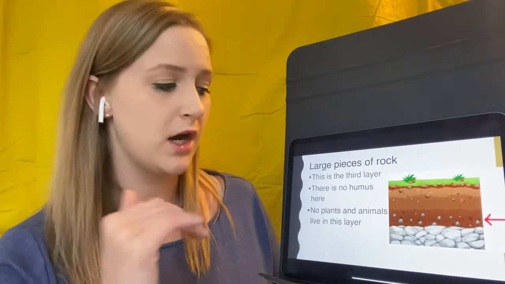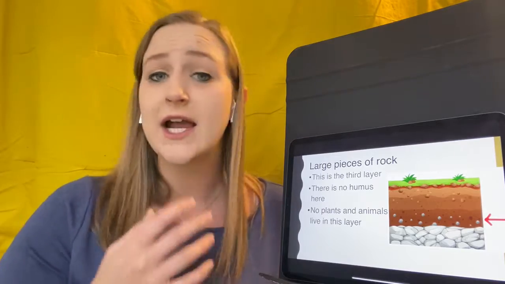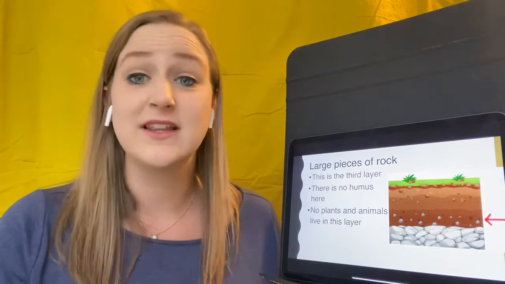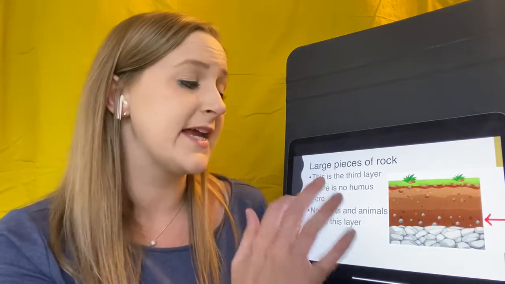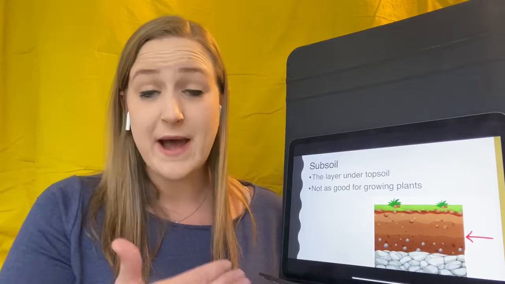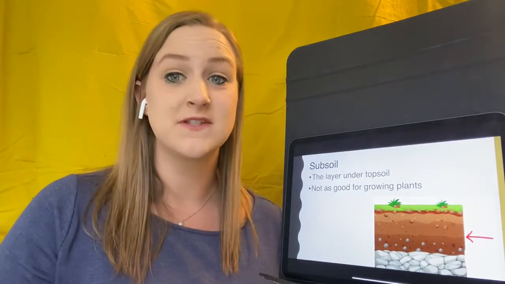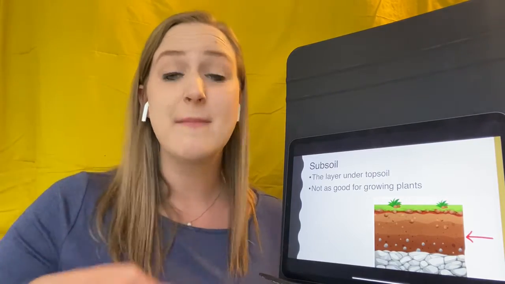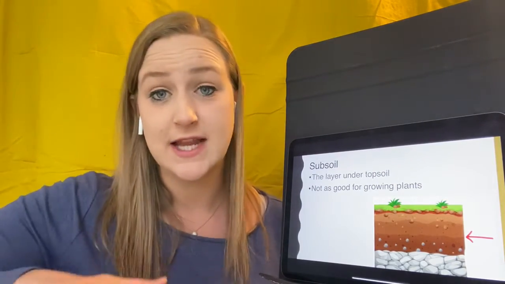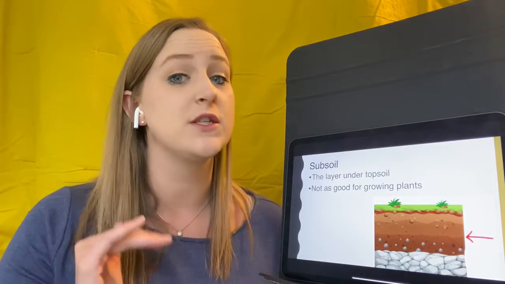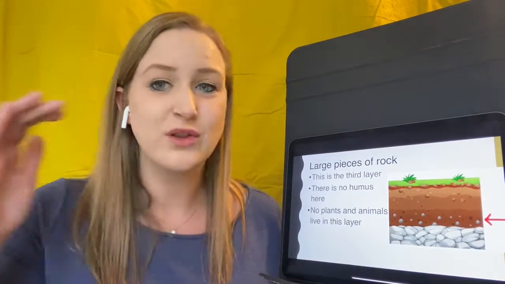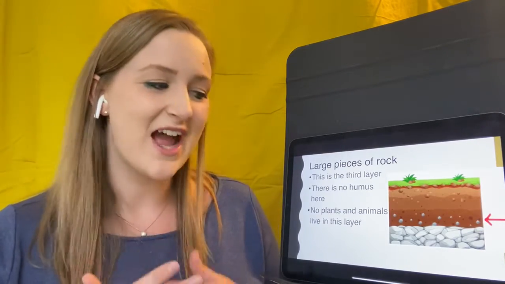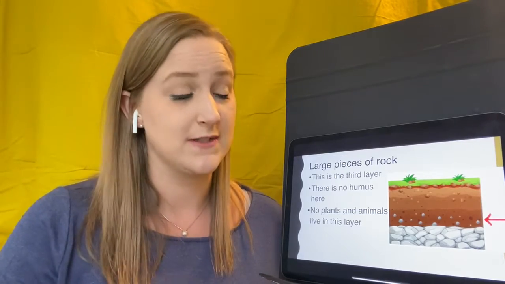So this is the third layer. There's no humus here. So you're not going to have those nutrients down this deep into the ground. And no plants and animal lives in this layer. Here in the subsoil, if we go back one, you're going to find some animals living down here. So animals that burrow down, maybe a worm or a mole, they might dig down into this area. So you might still find some humus and you might still find some nutrients there. But in the large pieces of rock, you're not going to find animals living down that deep. So they're not going to have any life there, any nutrients there.